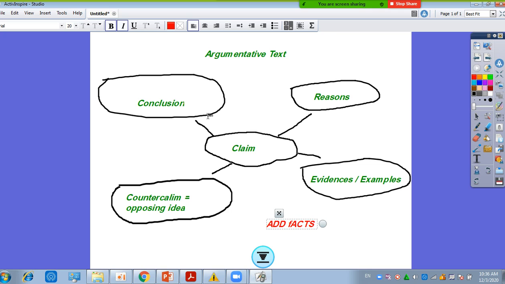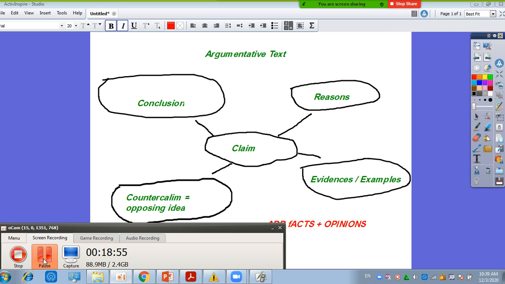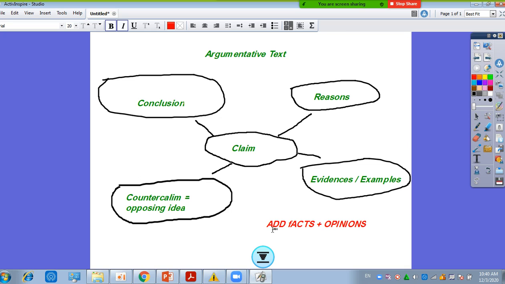facts and opinions, both of them together. Okay? Okay, so this is a general outline.